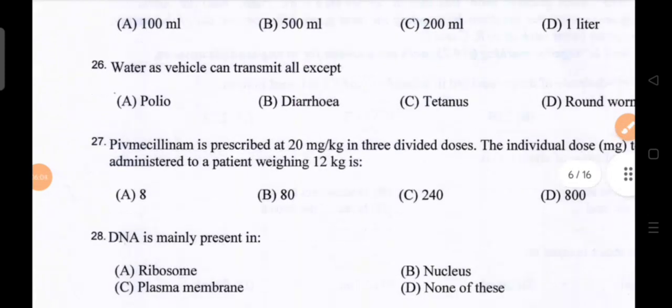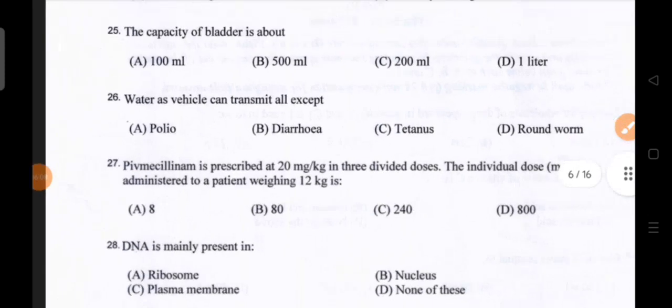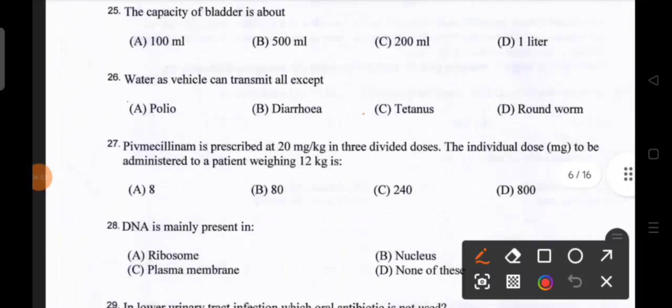So next is, water as a vehicle can transmit all except which of the following diseases? It means which of the following diseases cannot be transmitted through water? Options are polio, diarrhea, tetanus and roundworm. So the correct answer will be tetanus. It has very less chance to be transmitted through water. Polio, diarrhea and roundworm are generally transmitted through water.